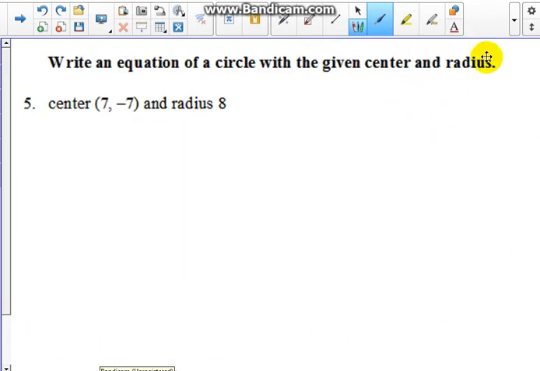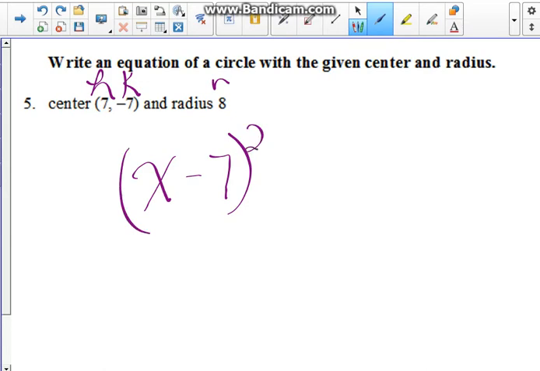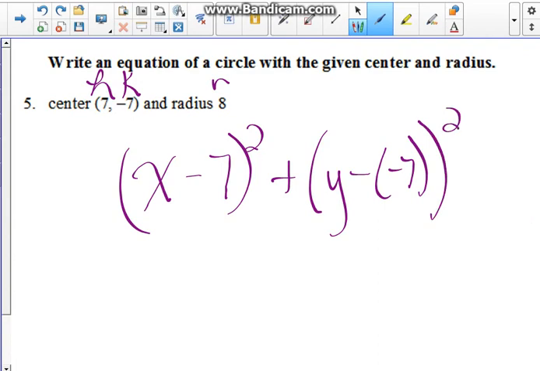Okay, so now let's look at number 5. It says write an equation of a circle with the given center and radius. So we know that it's going to be x, this is our h, and that's our k, and that's our r. So it's going to be x minus h, which is 7, squared, plus y minus k, which is negative 7, squared equals 8 squared.